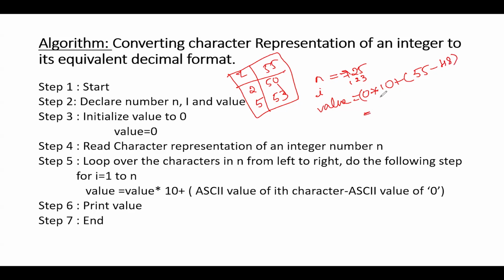So when I say that, I'm going to get 0 plus 7, which is nothing but 7. So now value has become 7. Next, I will increment the i value and move to the next digit. Now, the next digit we are going to read is 2. So whenever I read, it is going to be value is equal to, so see this formula. This is the formula I'm talking about.